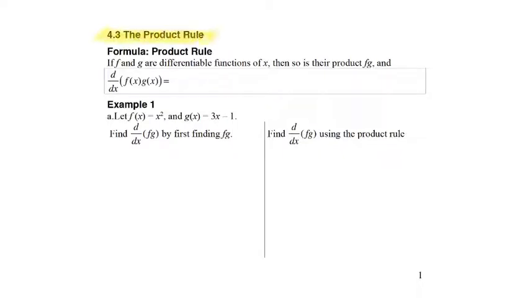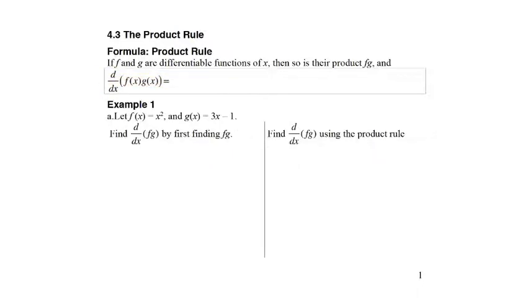Section 4.3 is the product rule. For the definition of the product rule, we have two different functions, f and g. We can take the derivative of both; they're both differentiable, and that means the product is differentiable. But you're going to find out the derivative of the product is not straightforward.